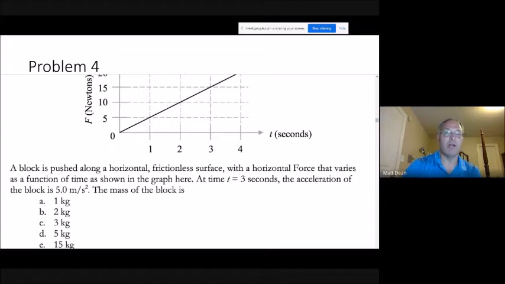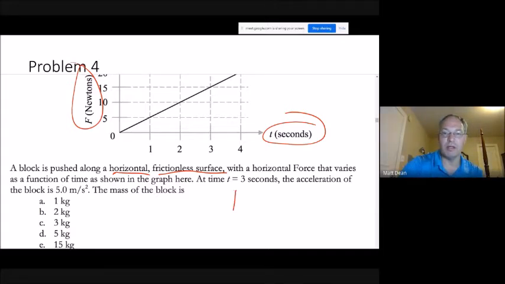All right, so here we have a graph of force against time. It says a block is pushed along a horizontal frictionless surface with a horizontal force that varies as a function of time as shown in the graph. So again, horizontal frictionless surface. So at time 3 seconds, the acceleration of the block is 5 meters per second squared. Find the mass of the block.